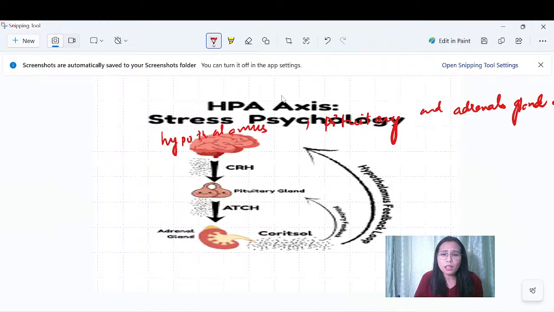When the body experiences distress, infection, trauma, or low blood glucose, the first signal begins in the hypothalamus. The hypothalamus releases a hormone called CRH. This hormone tells the pituitary gland to release the ACTH hormone. ACTH travels through the blood to the adrenal gland and mainly acts on the middle layer of the adrenal gland, called the zona fasciculata.